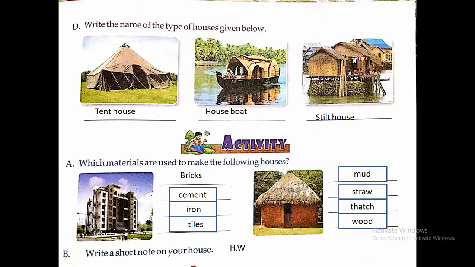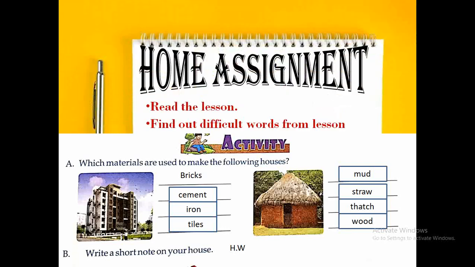As you can see here, question number B, write a short note on your house. So this one is your homework. You have to write a short note. How is your house? Whether it's a pakka house, whether it's a kacha house, if it is a pakka house, what kind of house it is, how many rooms are there. For a short note you'll write on your house. So this is your homework, children.